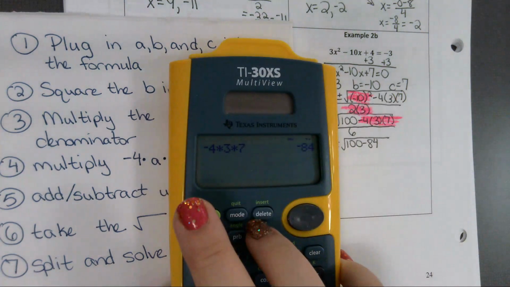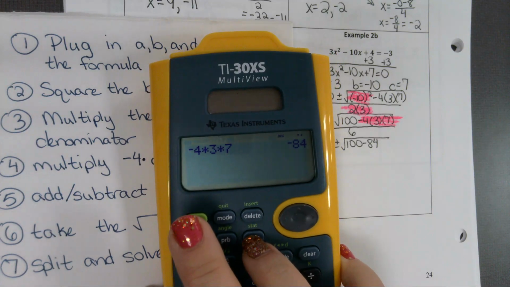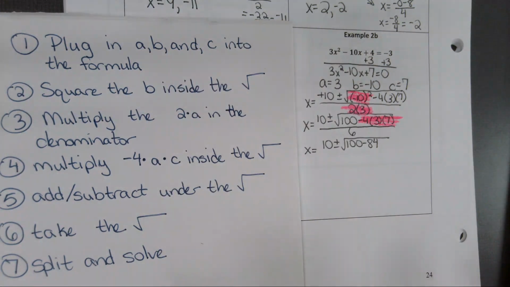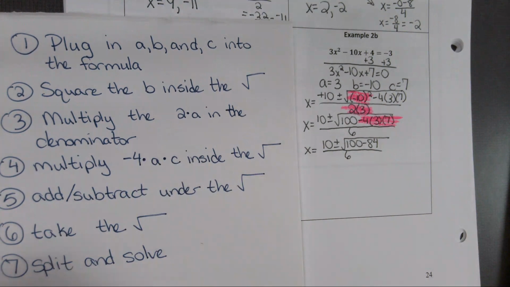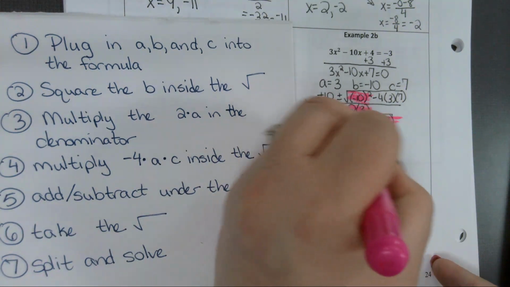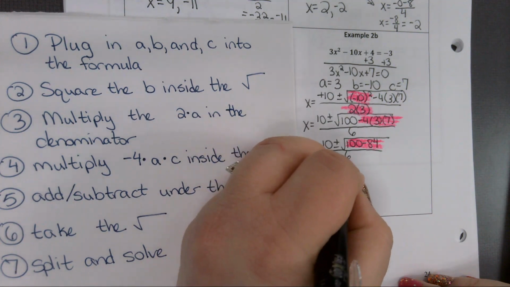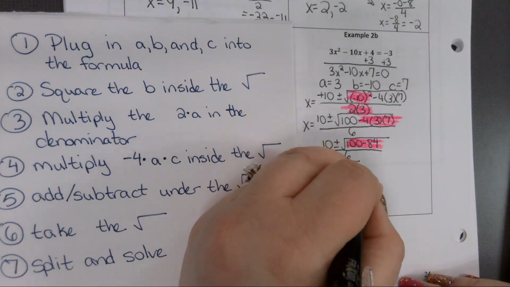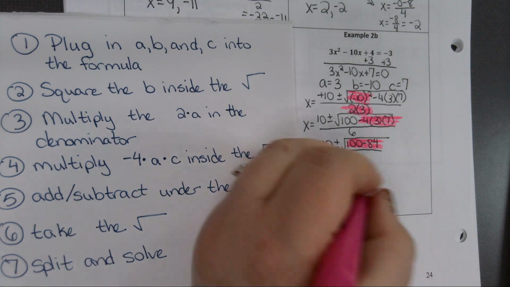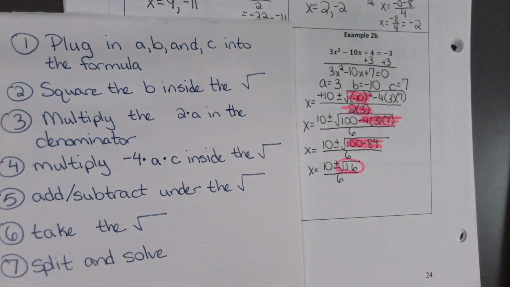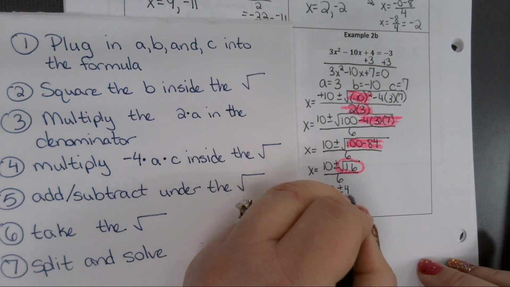Here it is on the calculator. Ooh, I'm not sure if you can see that. There you go. Then we can add or subtract in this case under the radical. And x is equal to 10 plus or minus the square root of 16 over 6. Take that square root. So x is equal to 10 plus or minus 4 over 6.